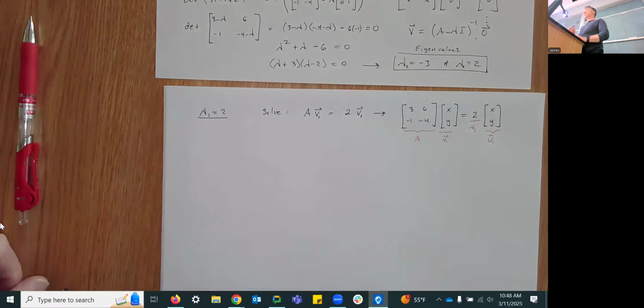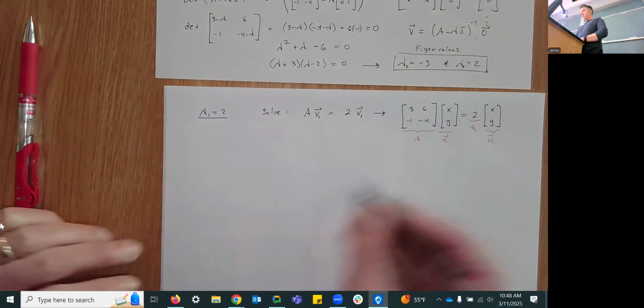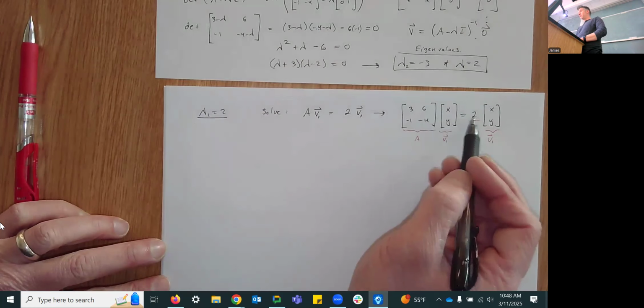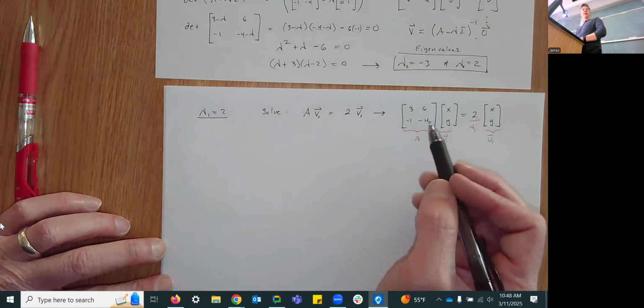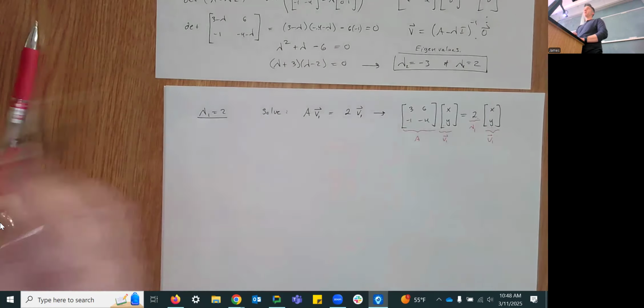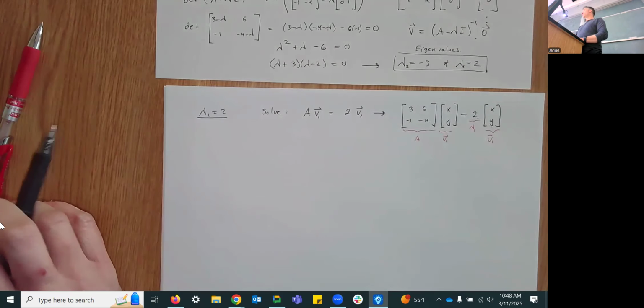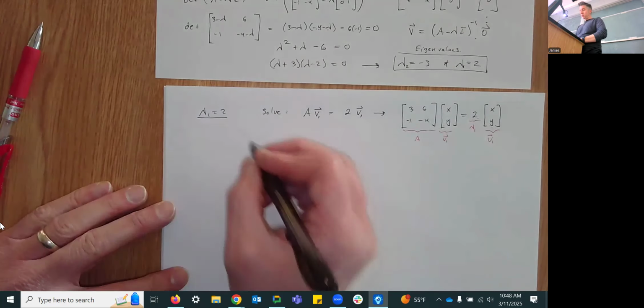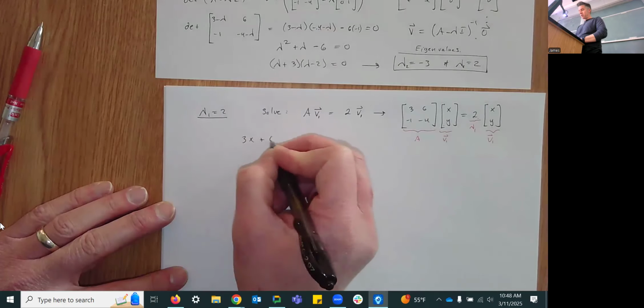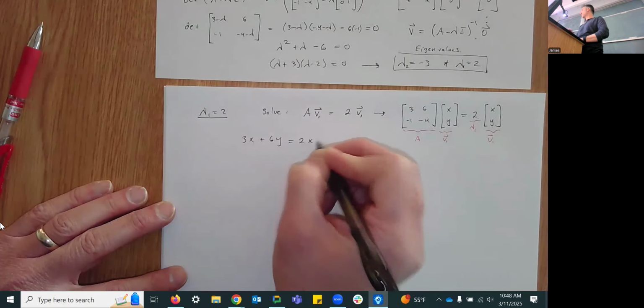Most of the time at this stage, well, I should back up. This matrix equation represents a system of 2 equations. 3 times x plus 6 times y equals 2 times x, and negative 1 times x plus negative 4 times y equals 2 times y. We almost always only ever need one of those equations. Usually we just use the first one. So the first equation says 3 times x plus 6 times y equals 2 times x.